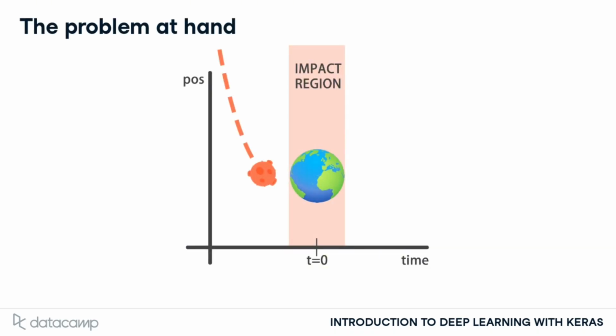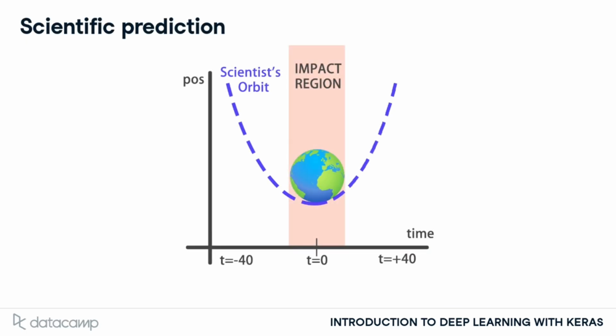A meteor is approaching the Earth, and we want to make sure it won't take us to extinction. A group of scientists is trying to estimate the orbit by using historical data gathered about previous orbits of similar meteors. Scientists have used this data, alongside their knowledge, to estimate an 80-minute orbit. That is, an orbit from minus 40 minutes to plus 40 minutes.